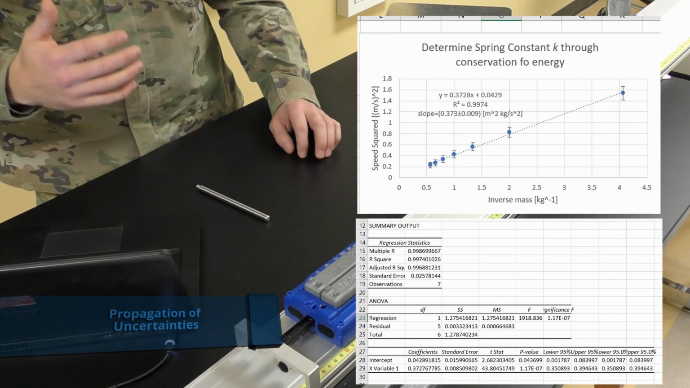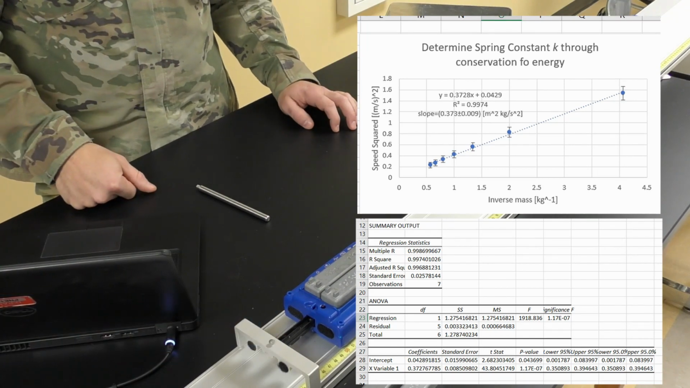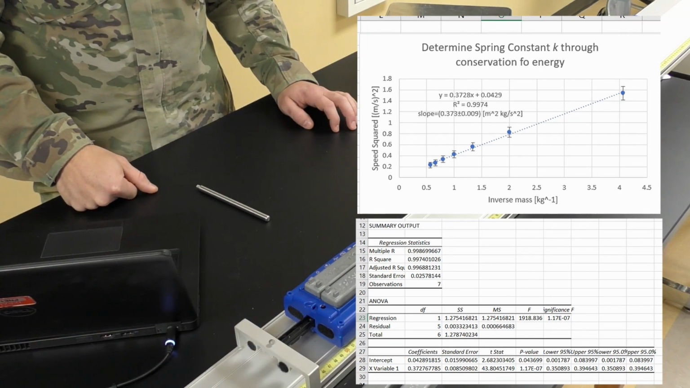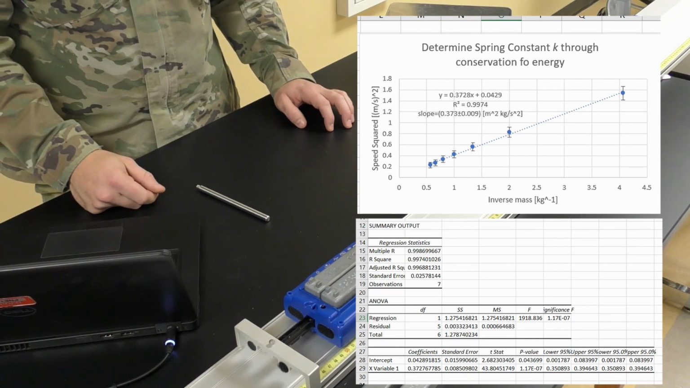And now that I have the slope and this absolute uncertainty, I can go ahead and move forward with the uncertainty propagation and calculating the actual spring constant itself.